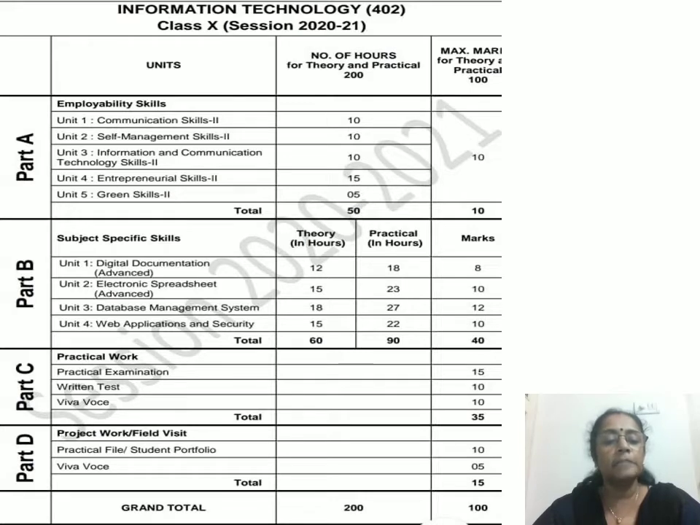The next part, Part B, is the subject specific skills. The first unit is digital documentation, which has a weightage of 8 marks. Unit 2 is electronic spreadsheet, with 10 marks. Database management system is 12 marks, and web application and security is 10 marks. So the total weightage of this part is 40 marks. The employability skills of 10 marks and the subject specific skills of 40 marks together form 50 marks, which is your written paper.